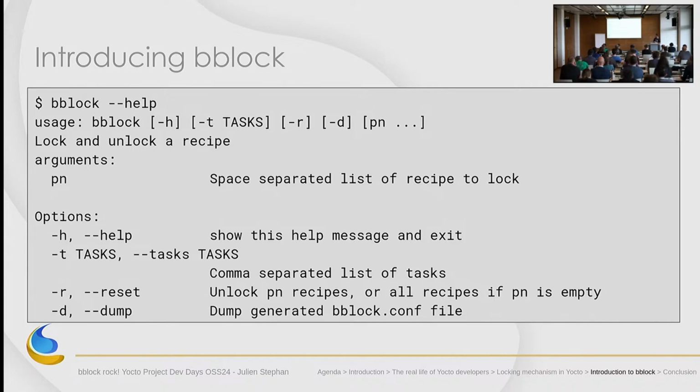As you can see, it is really easy to use: just a space-separated list of recipes to lock, and a task switch if you want to lock a single task, a reset switch if you want to unlock recipes, and a dump switch if you want to dump the generated file. And that's it for now. I hope we will have some more options later in the future.